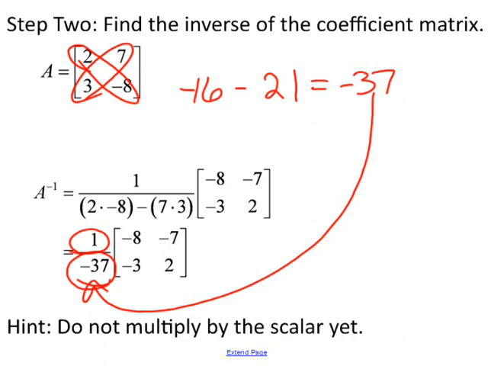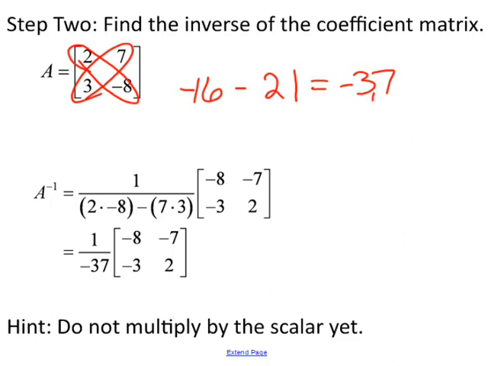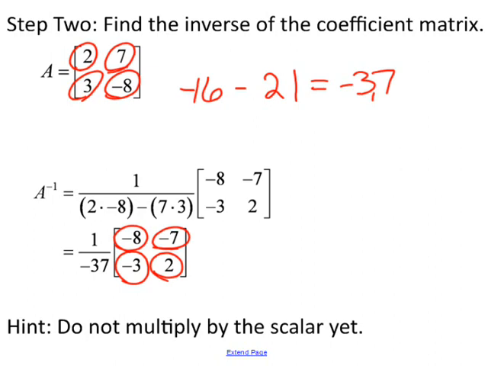The next part about finding the inverse is where we change the matrix. So if you recall, finding the inverse, these two numbers switch places. I have the negative 8 and the 2. These two numbers, the 7 and the 3, change signs. So the positive 7 is going to become negative, and the positive 3 is going to also become negative. Normally I would tell you to multiply by that number right there, the 1 over negative 37. But when we're doing this process, I'm actually going to have you hold off. So wait on that multiplication there.